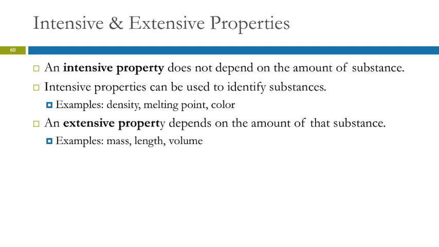Intensive properties can be used to identify substances. You've got 2 different metals. They may look very similar. You're trying to figure out, is this lead? Is it titanium? We're not sure. You can measure the melting point, and that will tell you the difference. You can measure the density. So intensive properties can be used to identify substances.